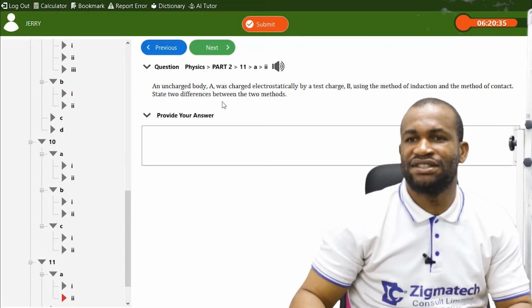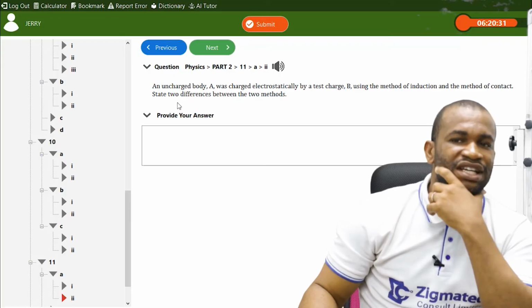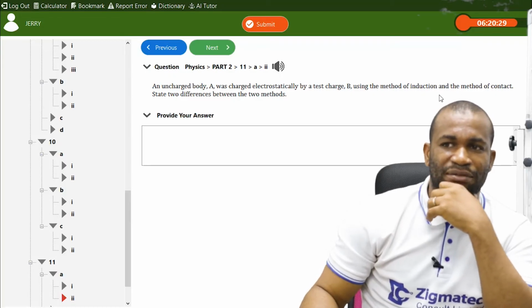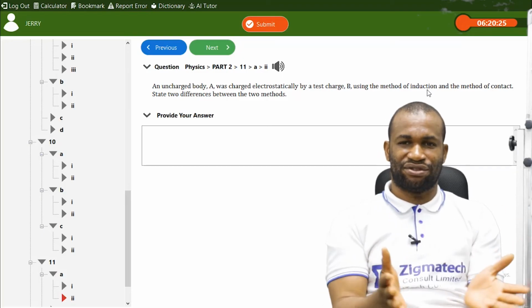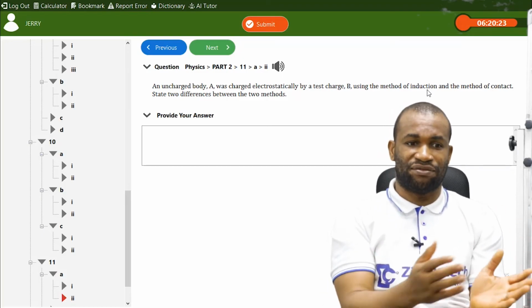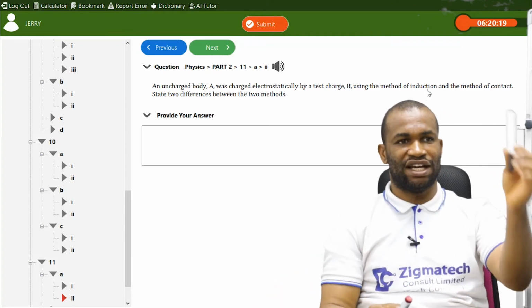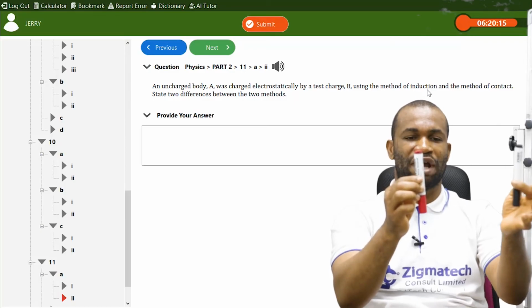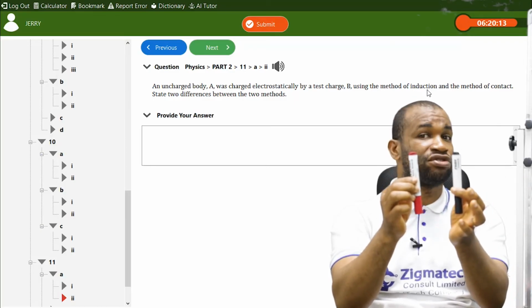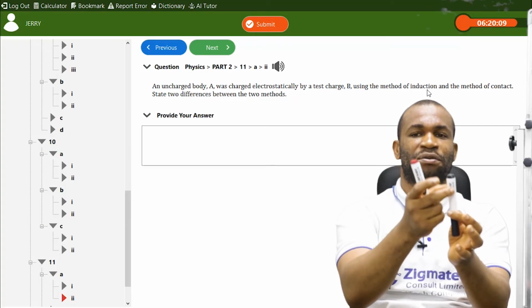State two differences between the two methods. One, in the method of, let's talk about the first one, which is induction. Induction is simply a redistribution of the charge. For example, you have a charged body and an uncharged body. By bringing it close, not touching it, the charge is redistributed.